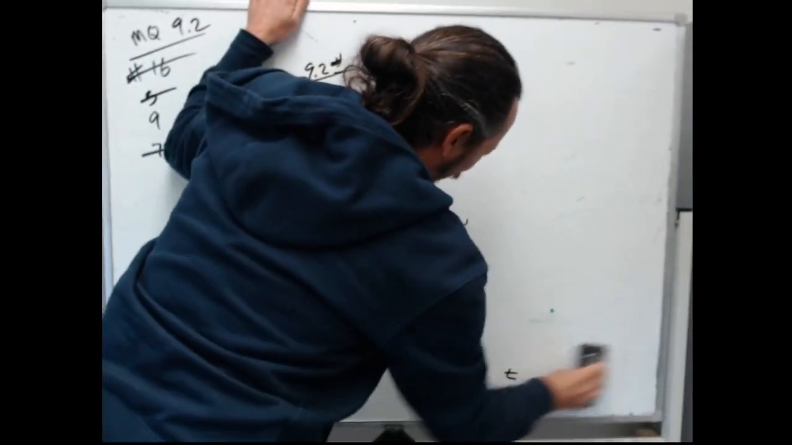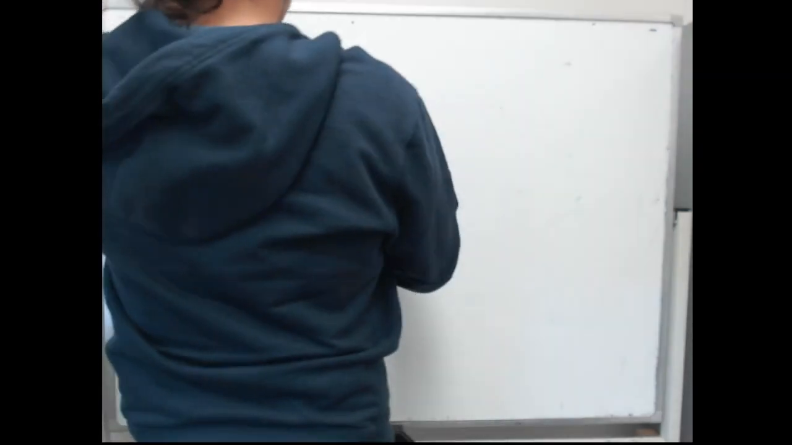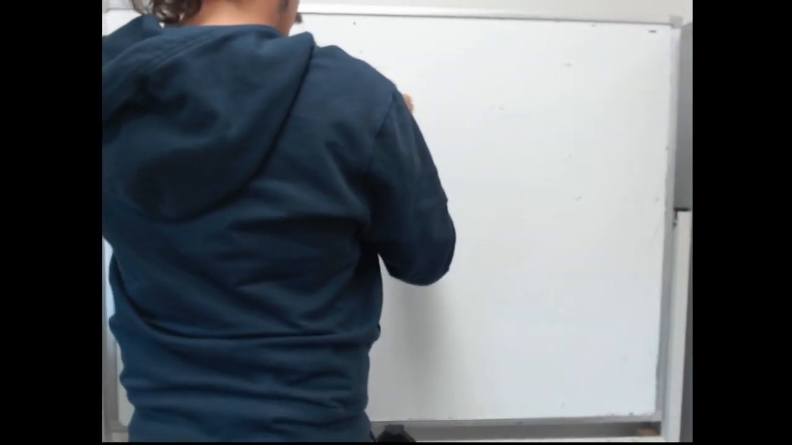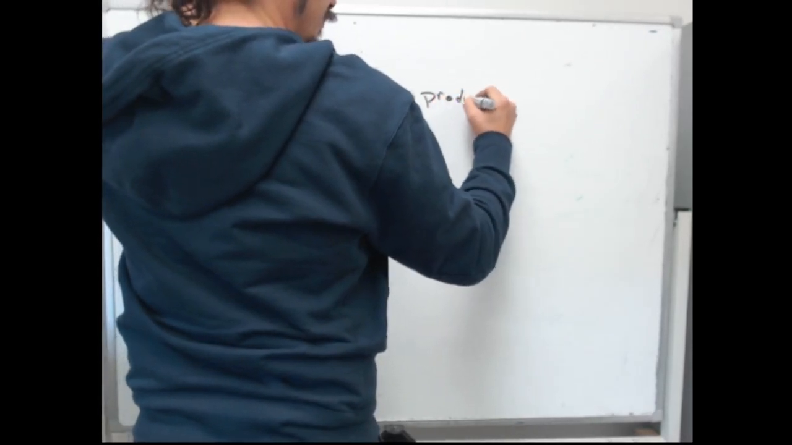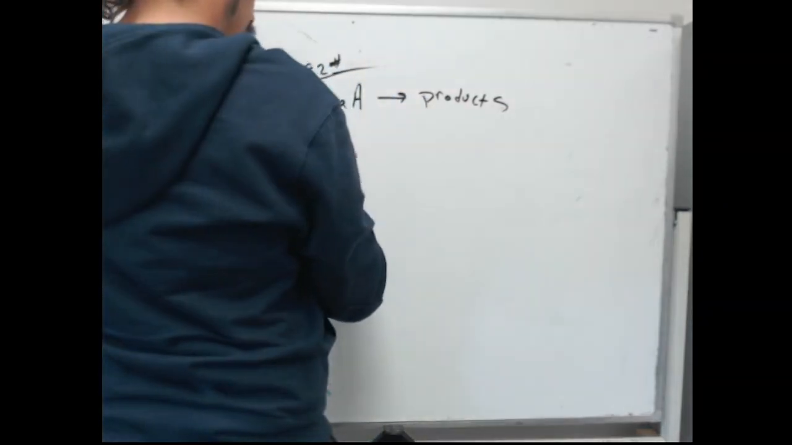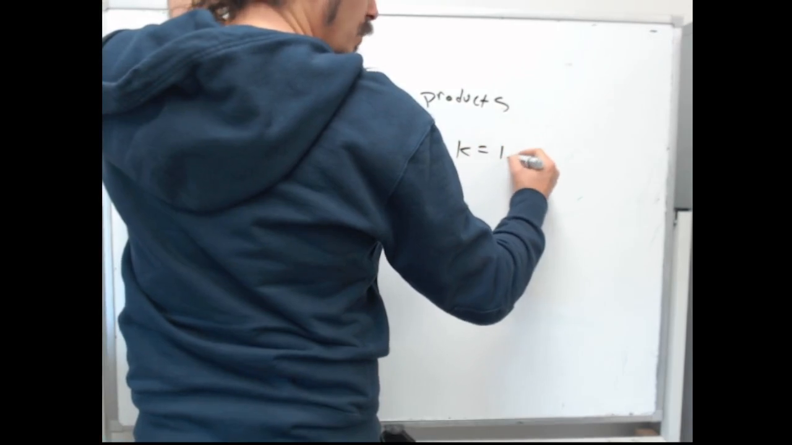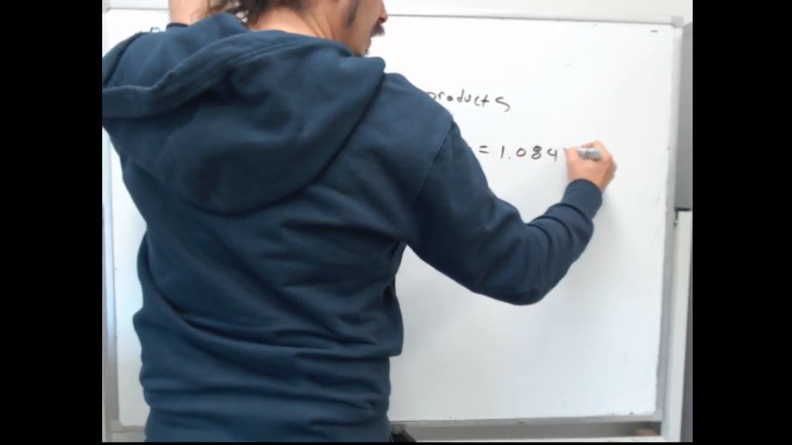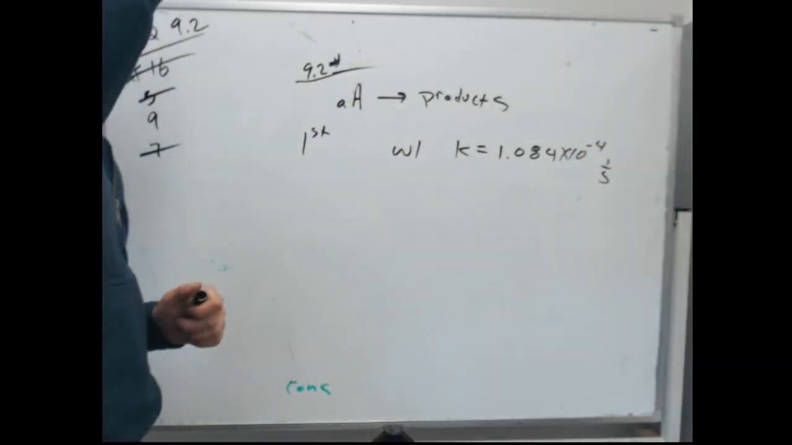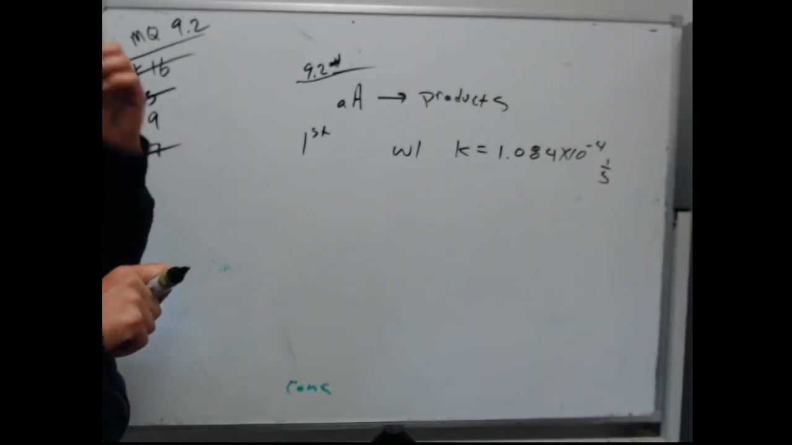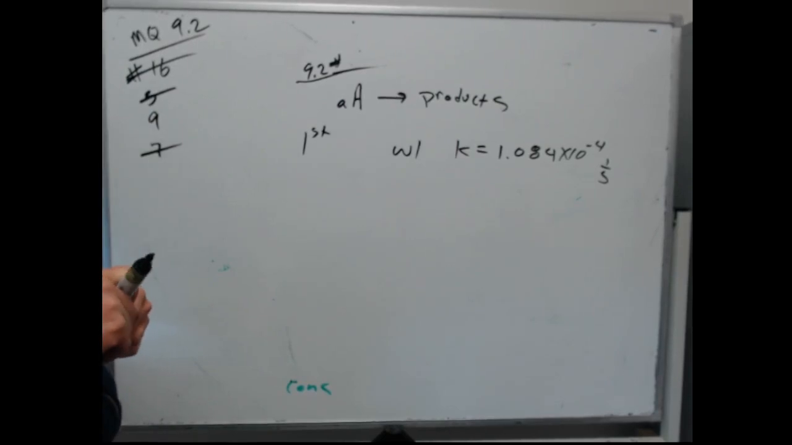I think I know what this one is. A goes to products is a first order reaction with the rate constant of 1.084 times 10 to the negative 4 inverse seconds. How long does it take for the initial amount of A to decrease by 35%? And then how much remains after 25 minutes?